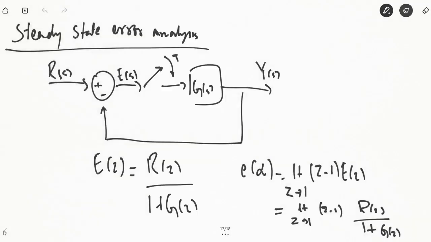For a step input, this is E(infinity), limit z tends to 1, (z minus 1) into R(z) divided by 1 plus G(z).